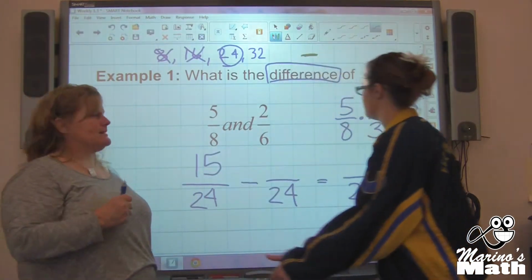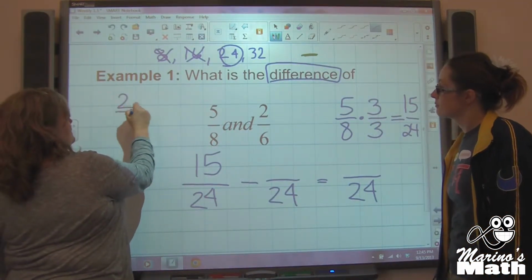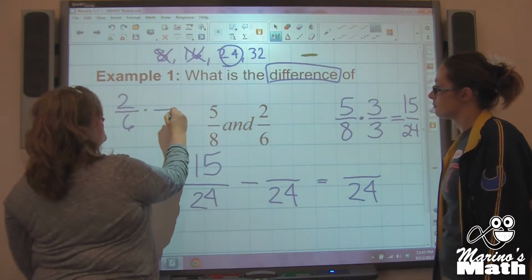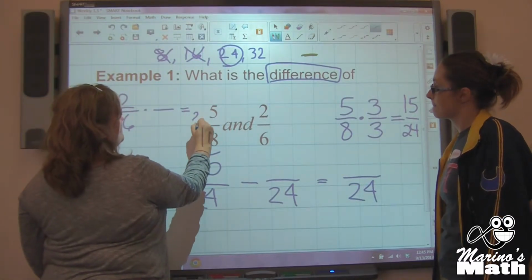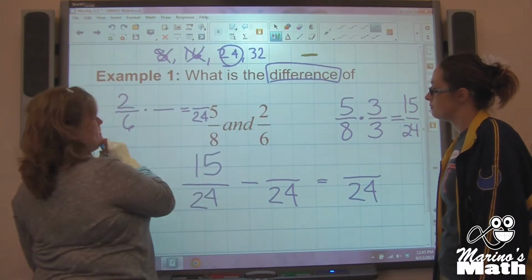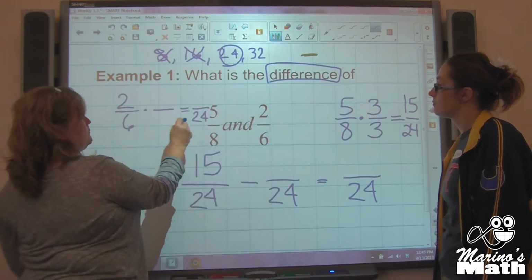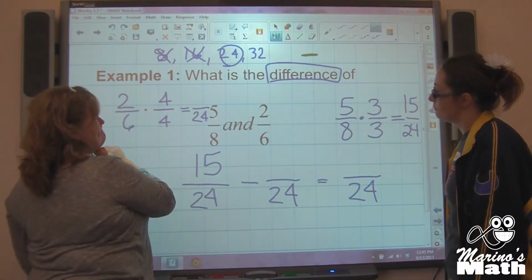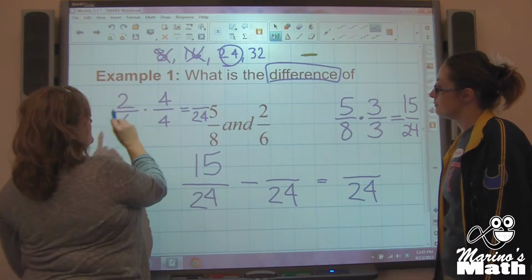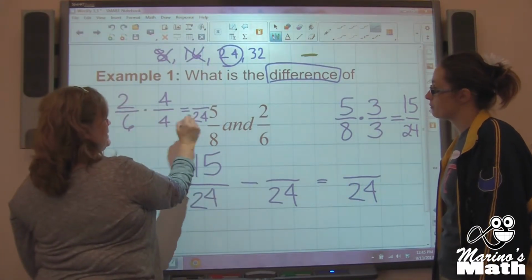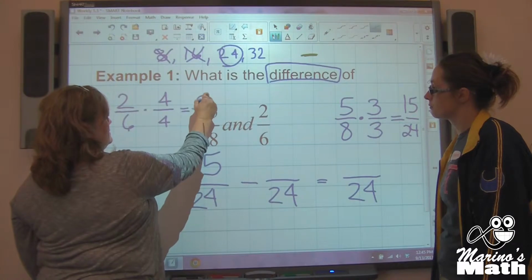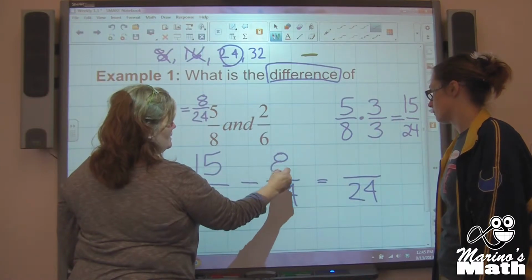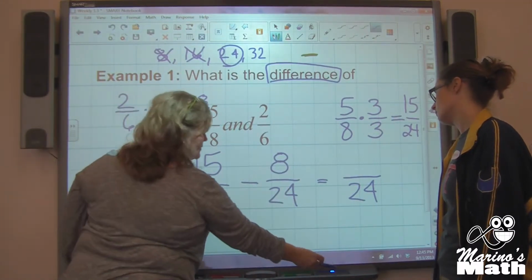All right, I'll try 2/6. 2/6 needs to be multiplied by a unit fraction, and in the denominator we need to end up with 24. We said 6 times 4 was 24, so that makes our unit fraction 4/4. We multiply 4/4 by 2/6, and for multiplying, remember, you multiply right across the bottom and right across the top. So 2 times 4 is 8, 6 times 4 is 24. We're going to be subtracting 8/24.